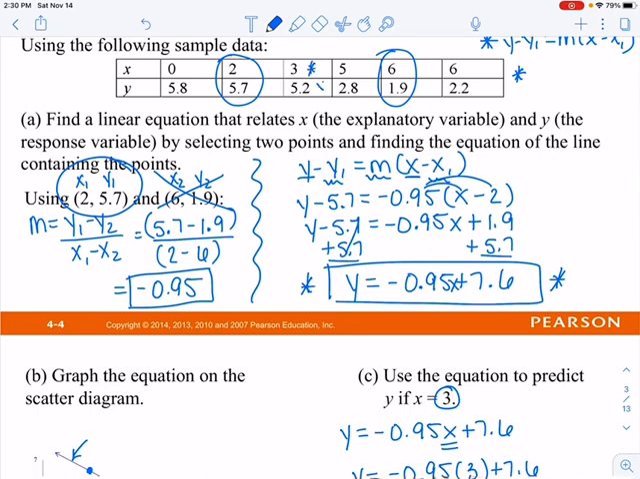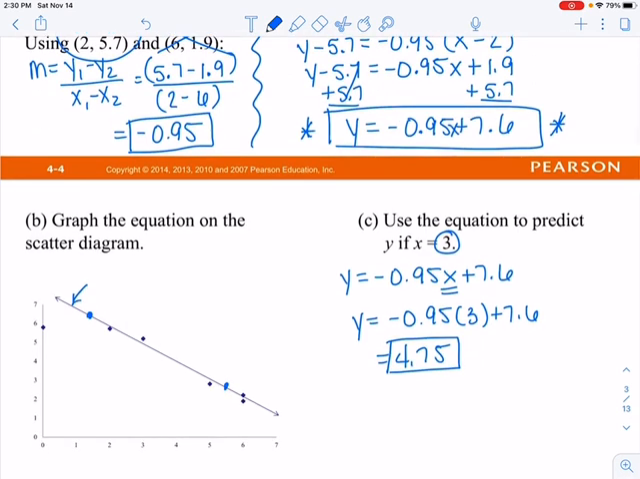Okay. So if you go back and look at the table of values we had up here, when x was 3, your observed value was 5.2. And when we predicted it using this line that we just found over here, we got an answer of 4.75. So you can see it's close, but it's not exact. So we have an observed value and we have a predicted value.